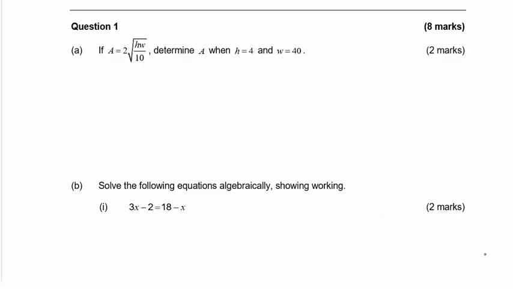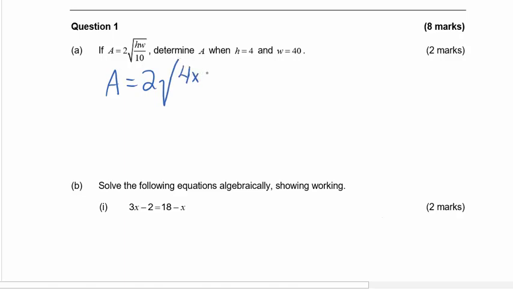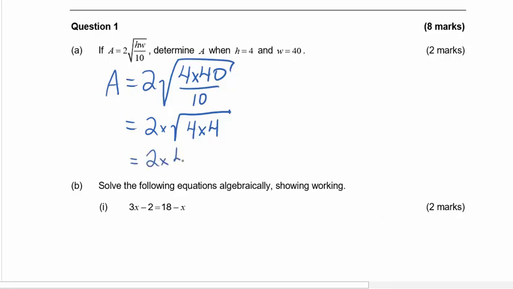Okay, we're going to substitute h equals 4 and w equals 40 into our equation. So 4 times 40 over 10. Now that 10 simplifies really nicely with the 40, so I actually just get 4 times 4 out of that fraction. And because we've got the same number multiplied together under the square root sign, it is just 4, so a is going to equal 8.